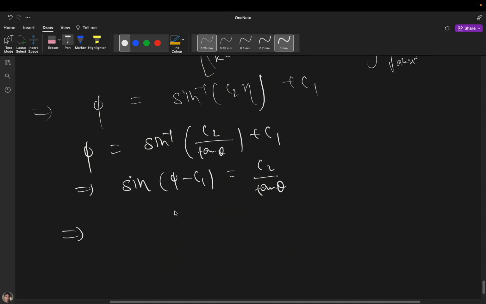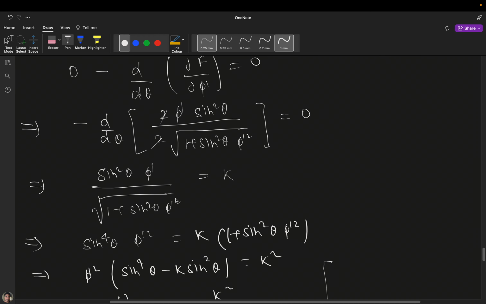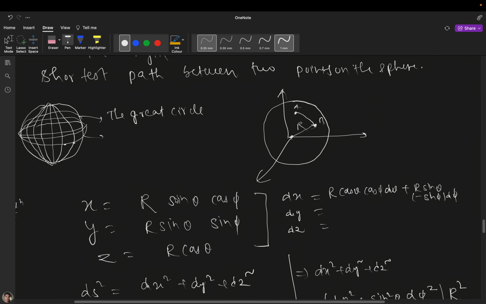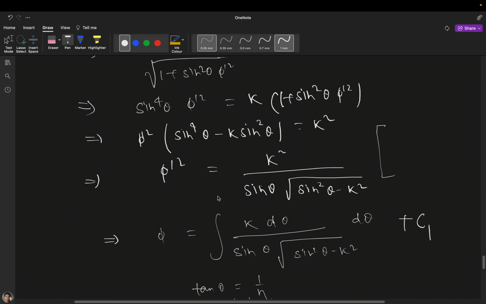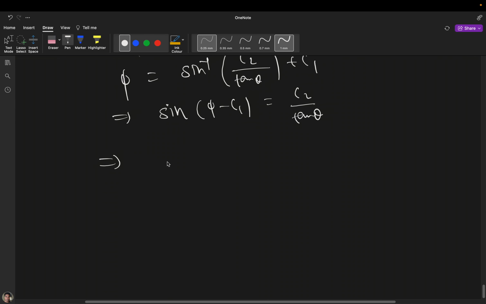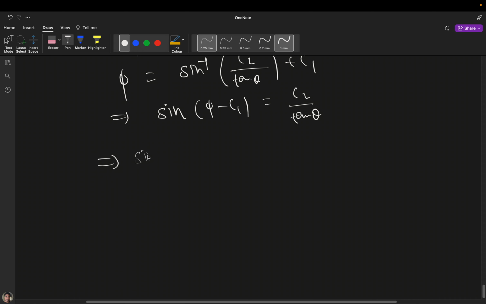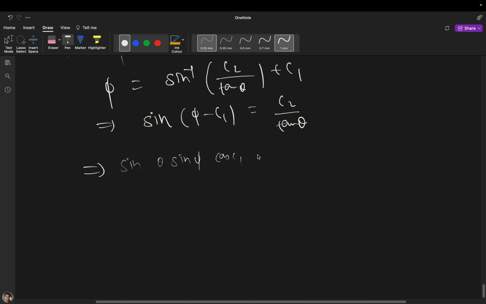and also by taking this in spherical coordinates, x equals r sin theta cos phi, I will write the final expression here. When you simplify it, it becomes sin theta sin phi cos c1 minus sin theta cos phi sin c1 equals c2 cos theta.